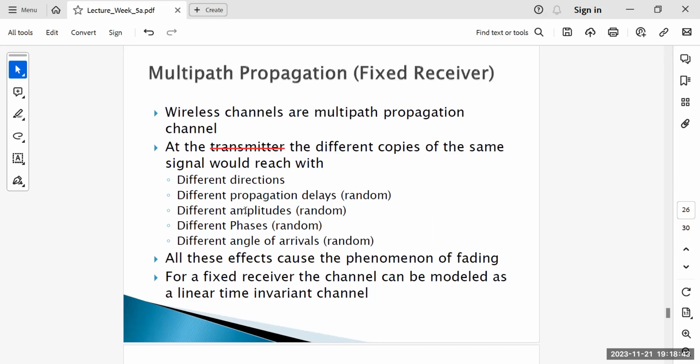A direct line of sight signal obviously has a greater amplitude, but a signal that has undergone multiple paths will have lesser amplitude than the other signals. So different directions, different propagation delays, different amplitudes, and therefore obviously different phases and different angles of arrival. All these effects cause the phenomenon of fading. For a fixed receiver, the channel can be modeled as a linear time invariant system. But if the receiver is not fixed, we cannot model the channel as a linear time invariant system.